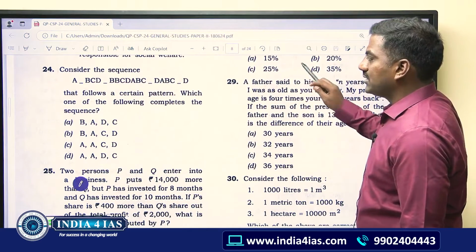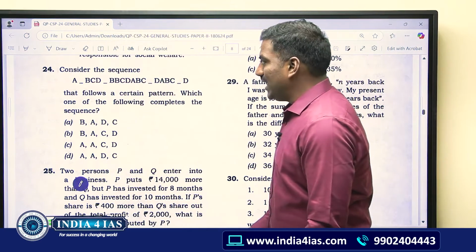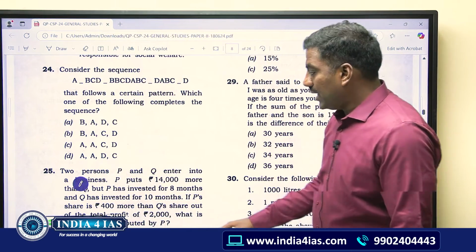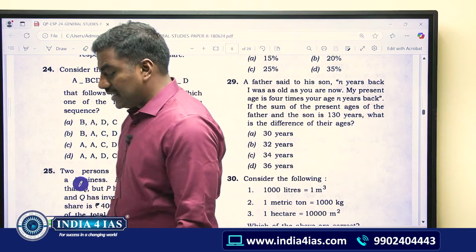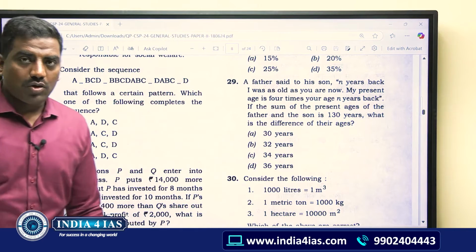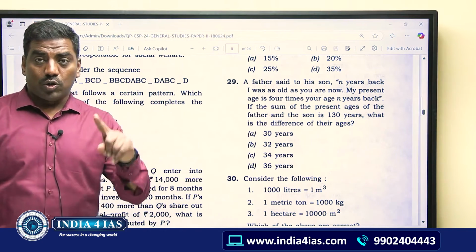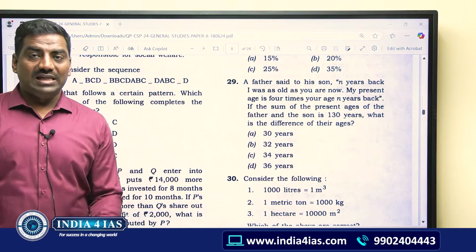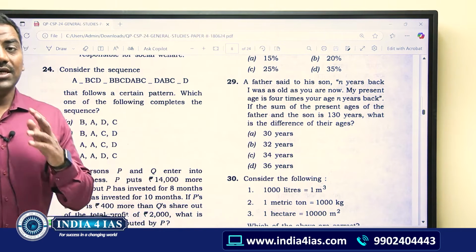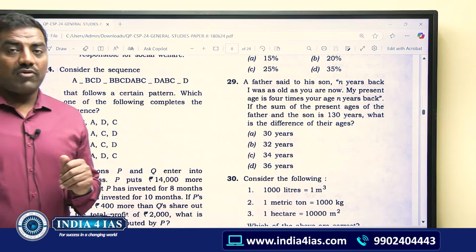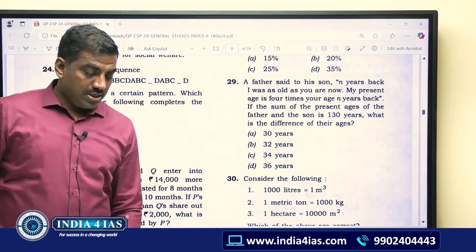24 is the next. This is related to series. In such cases, what you have to do is trial and error. You have to trial and error, because for such a series, there can be more than one answer also. But among the given answers, which is the right one? For that, we have to do the trial and error method.